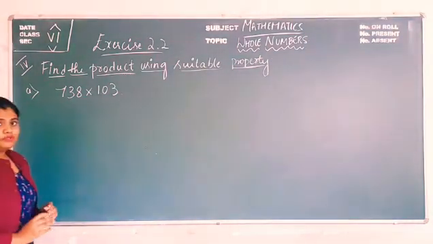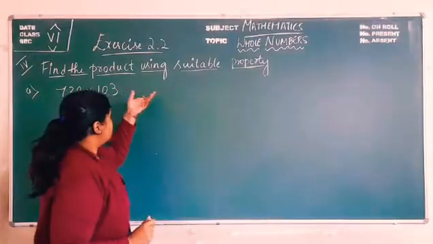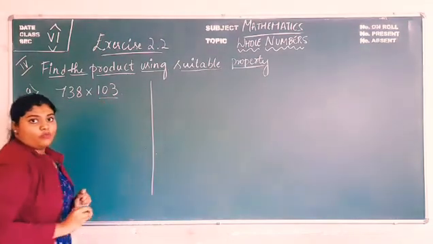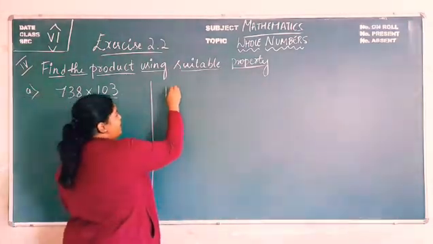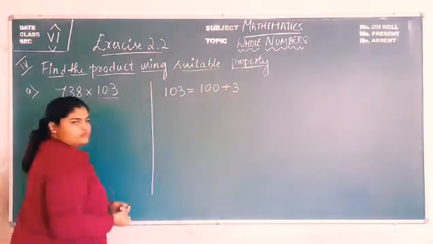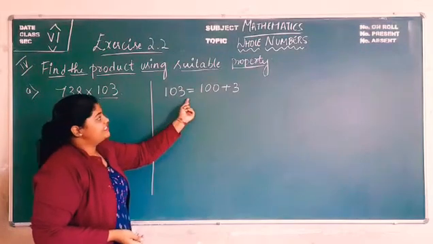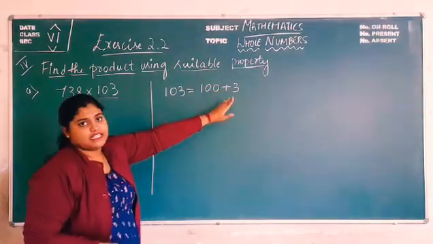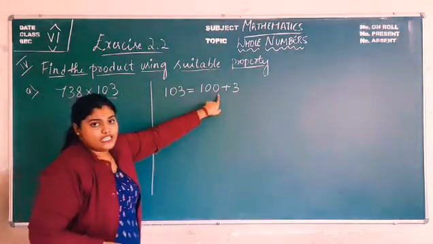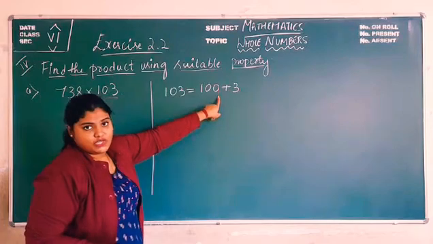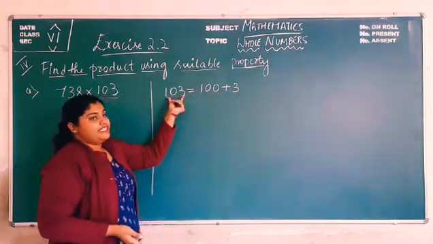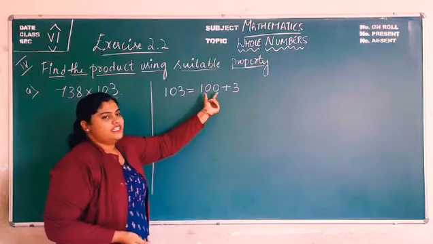So while teaching distributive property, I told you that we can split the given number into 2. So here if you see, we are having 103. So I can write 103 as 100 plus 3. I made it so because we get zeros at the end. I told you when I have zeros at the end, it will be easy to multiply numbers. So we are splitting this 103 as 100 plus 3.